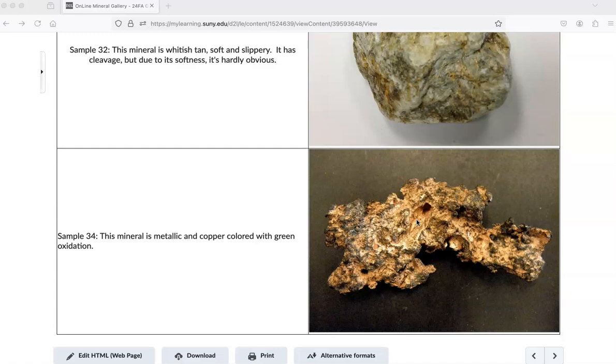All right, last but not least, 34. I always love it when you guys do the hardness test. And who won, the penny or the copper?